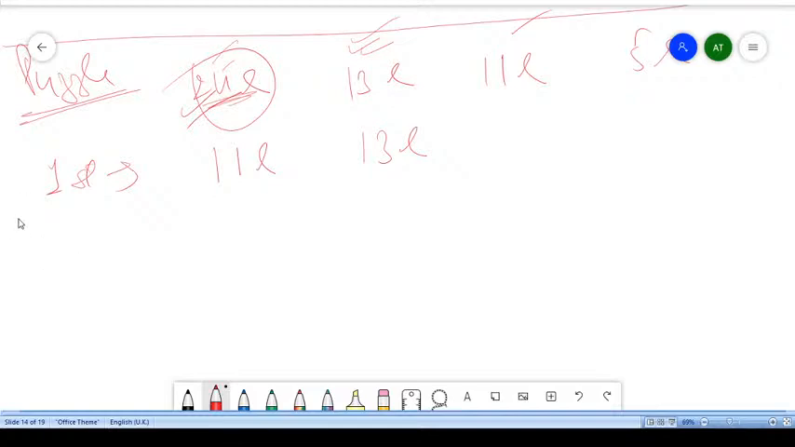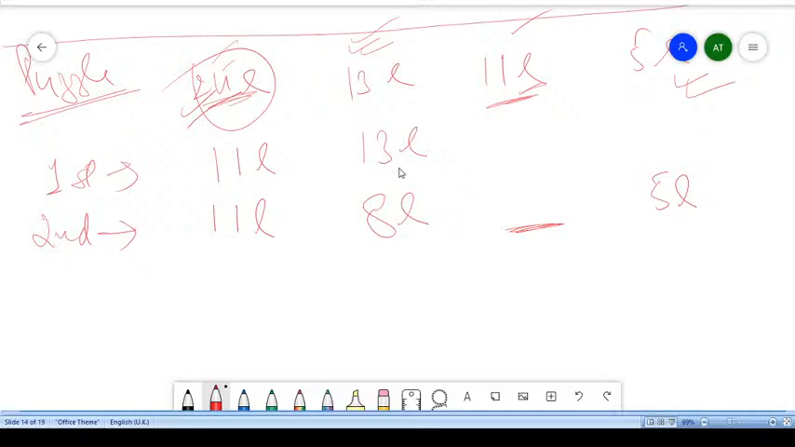Now in the second step, what I am doing, in this we have 11 liter, and just fill this 5 liter bucket. That means withdraw the 5 liter from this 13 liter bucket. If you withdraw the 5 liter, then in this bucket we have 5 liter, and here we have 8 liter, right? And this bucket is still empty. That means this is vacant, we do not have any liquid in this 11 liter bucket.